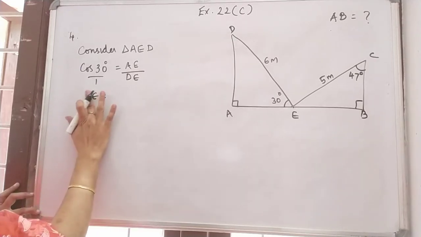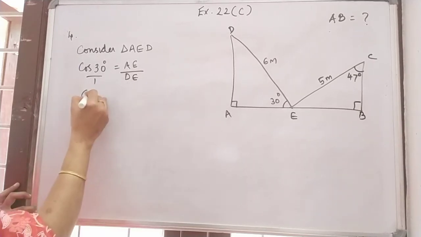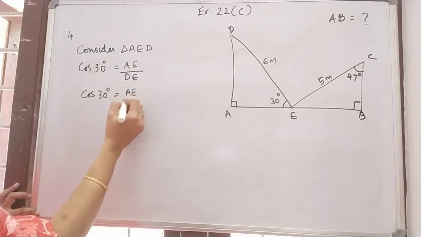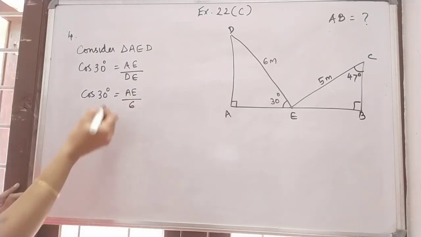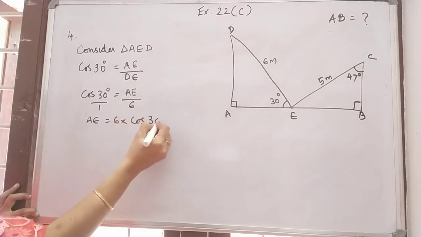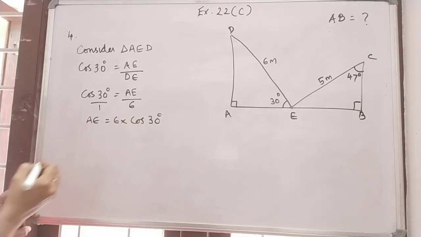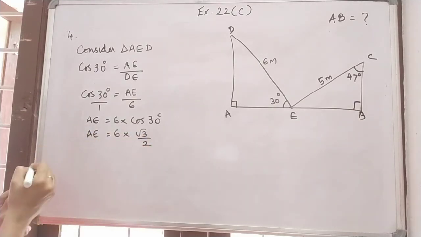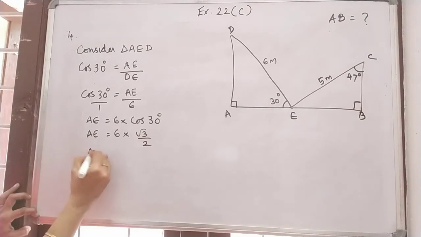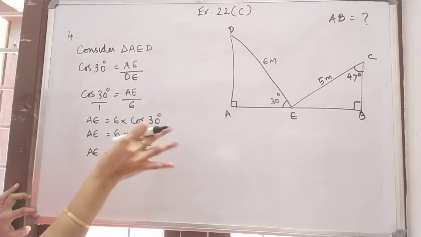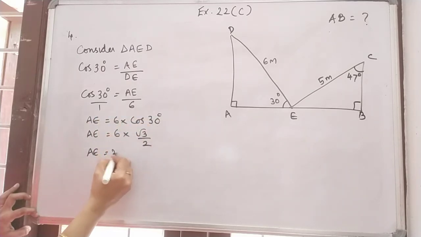Before cross multiplying we can substitute the values. Cos 30 degree is equal to AE, which we don't know, over DE, which is 6. Next we can cross multiply. So AE is equal to 6 into cos 30 degree. Cos 30 value is root 3 by 2. Instead of finding it from the table, we can directly write root 3 by 2. Then we can cancel 6 and 2. You can also write the decimal value from the table. Okay, root 3 by 2.